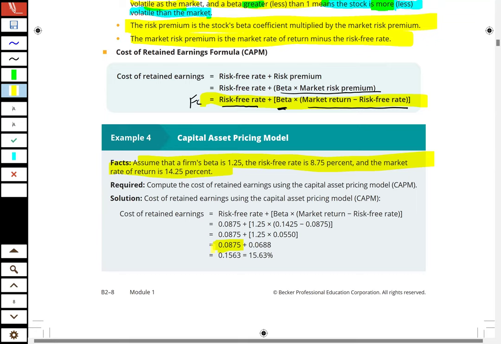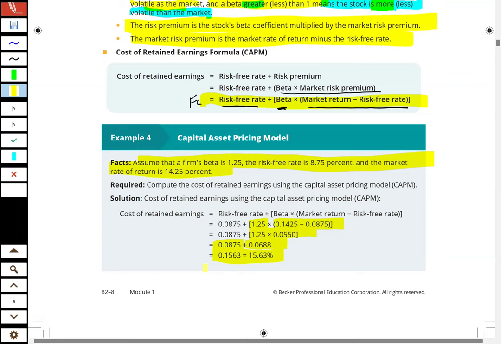Okay, so I take 1.25, that was their beta, and I multiply it, but I just want to measure the residual risk, because I've already dealt with the risk-free rate up front, right? And so that residual risk, after you subtract out the risk-free rate from the overall market, is 0.0550. But I now need to what? To amplify that for this particular one because beta is more than one. And so that gives me 0.0688. Add them together. That's the cost of common stock, the cost of retained earnings, assuming you use the capital asset pricing model.